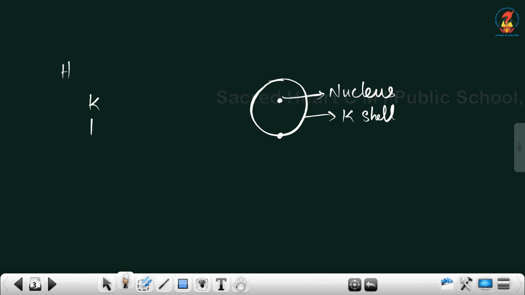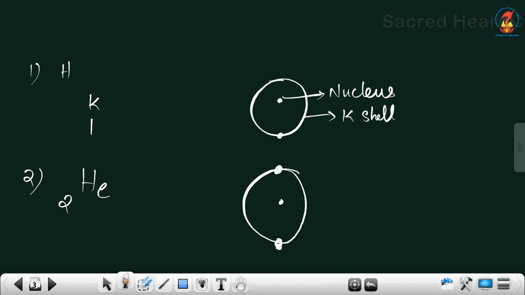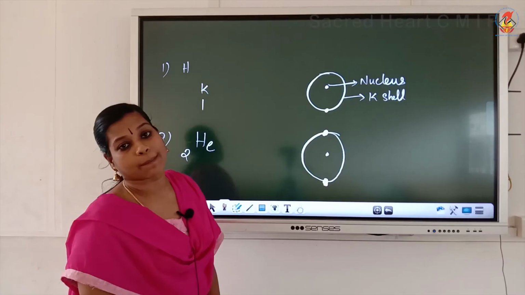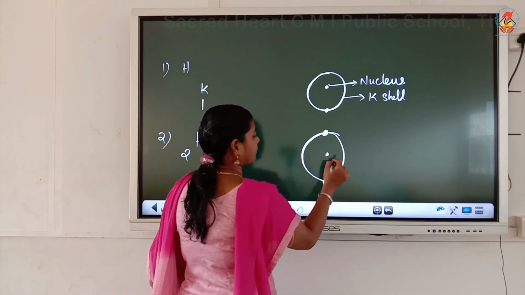Then for the next element we can take helium. Helium has atomic number 2, so 2 electrons are there. This is the nucleus, and the 2 electrons go into the same shell, that is the K shell, which can hold a maximum of 2 electrons. So, both the electrons will be in that K shell.